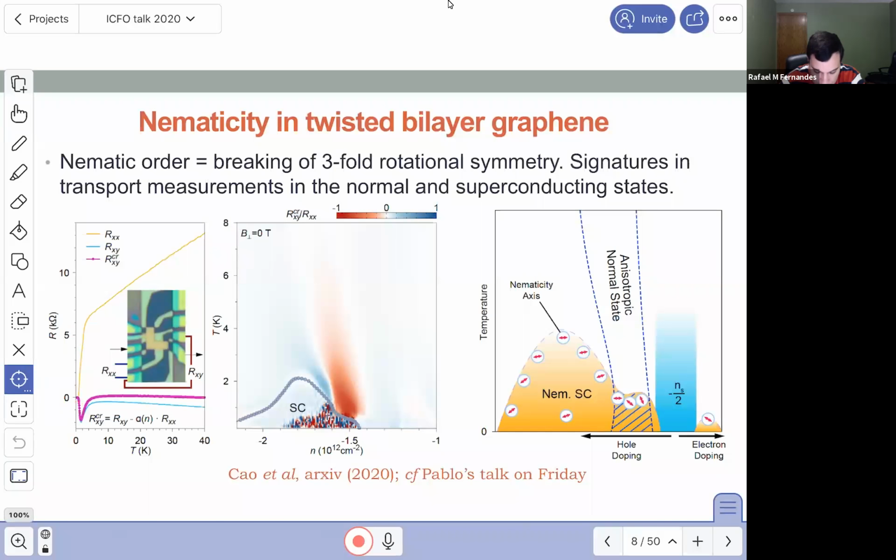So if you map now the phase diagram, you see this very nicely defined region where there's an anisotropy here, okay? What was also even more interesting, or again, as interesting as this observation, was the fact that you found nematic order inside the superconducting state.